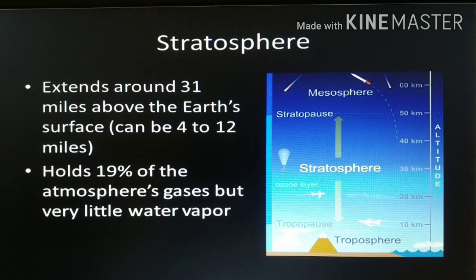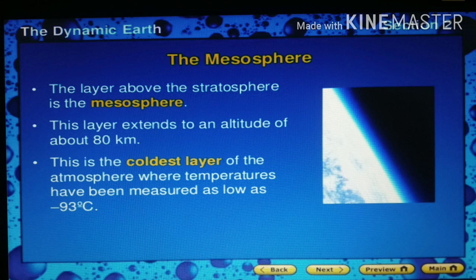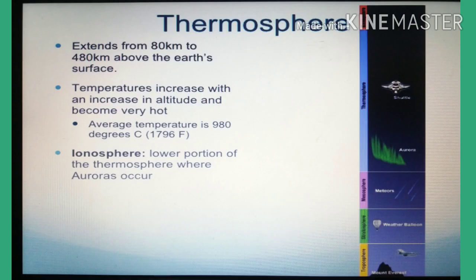The next layer, stratosphere, extends around 31 miles above the earth's surface, and can be 4 to 12 miles, right? It holds 19% of the atmosphere's gases but very little water vapor. And next, coming to the mesosphere. The layer above the stratosphere is the mesosphere, and it extends up to 80 kilometers of height. This is the coldest layer of the atmosphere, where temperatures have been measured as low as minus 93 degrees Celsius.